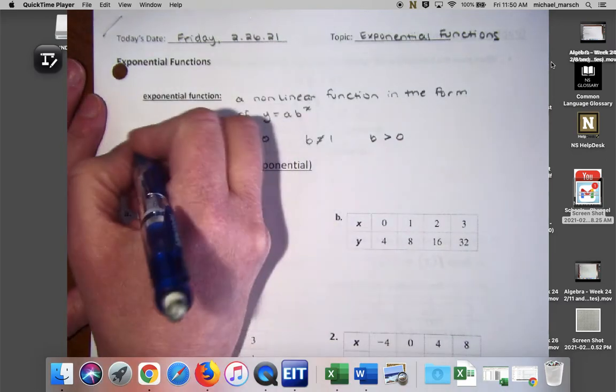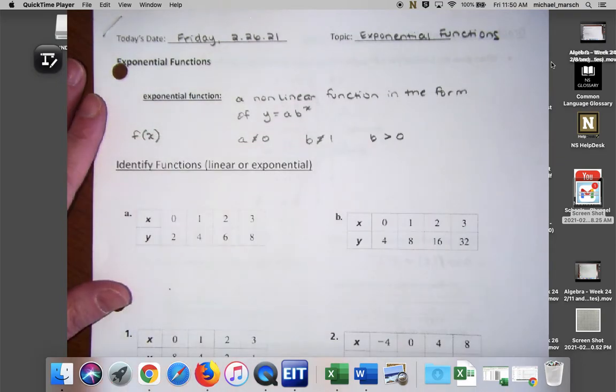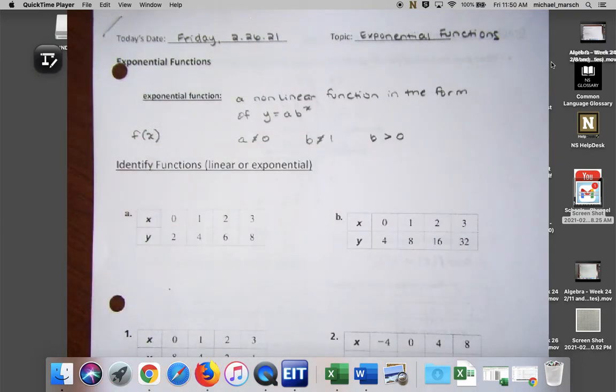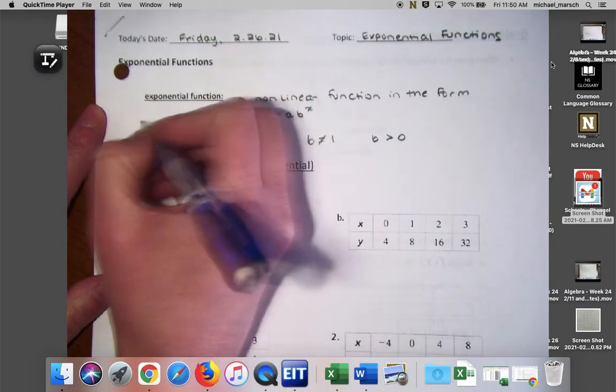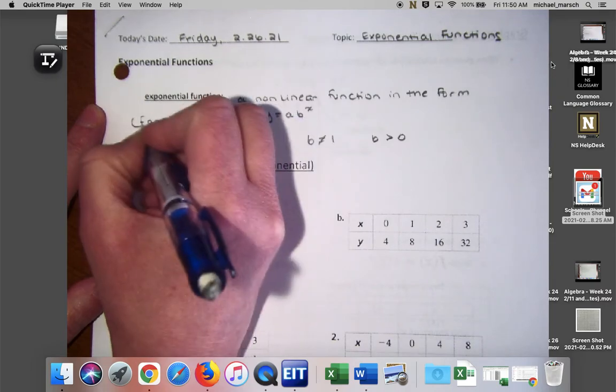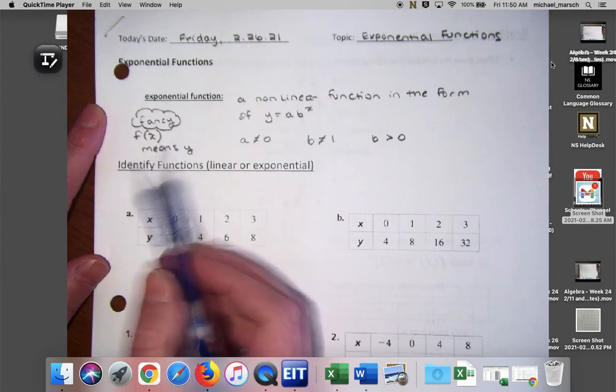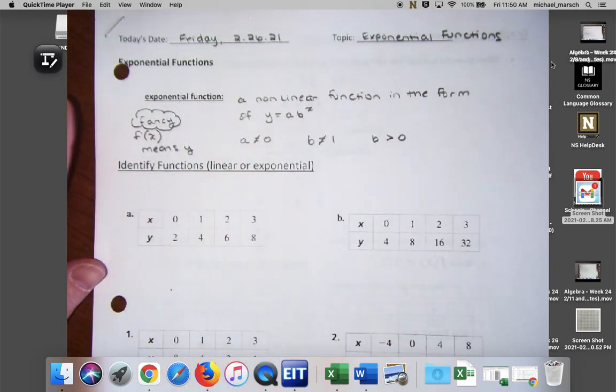You're going to see this symbol a lot, f of x. What does f of x mean? Who remembers? Adam. Y. It actually means y. Right? It's just fancy. So anytime you see f of x, just remember it's a fancy way of saying y. Because it's what did you do to x to get the value, and that value happens to be y. That's our input-output situation. So don't let it confuse you or overwhelm you. It's just a fancy way of saying y.